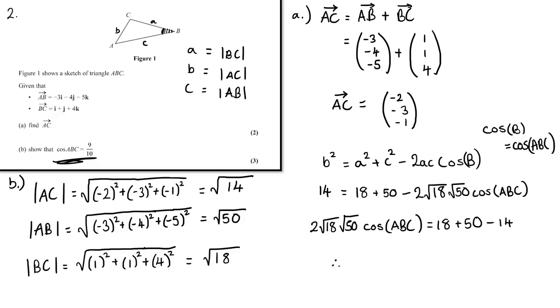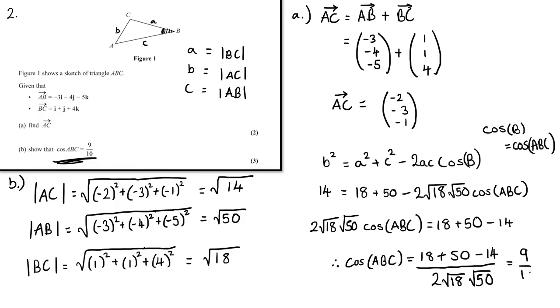So therefore, cos ABC is going to be equal to 18 plus 50 minus the 14. And the way we get rid of this here is just by dividing. So we divide both sides by 2 lots of root 18 root 50. And if we evaluate this on our calculator, what we find is this is exactly equal to 9 over 10. Okay? And that gives us part B and the solution overall to question 2.